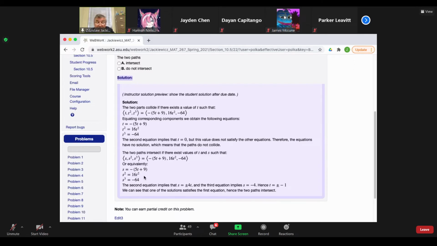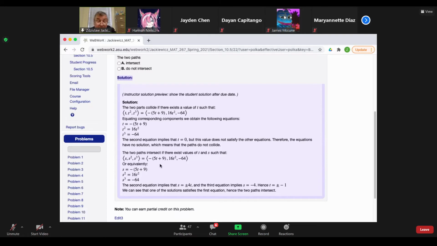And we see that one of the solutions satisfies the first equation. So it's just one thing. I think if t equals 1, we have minus 10. No, so if t is equal to minus 1, then of course all equations are satisfied. And so t equals minus 1 and s is equal to 4, I think. Then you satisfy all equations. Yeah. So that is intersection.